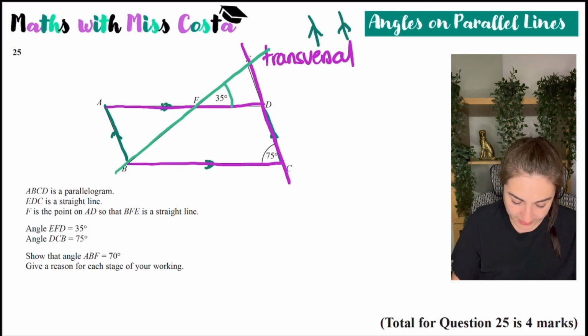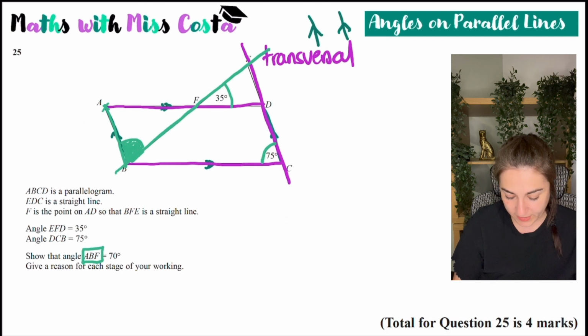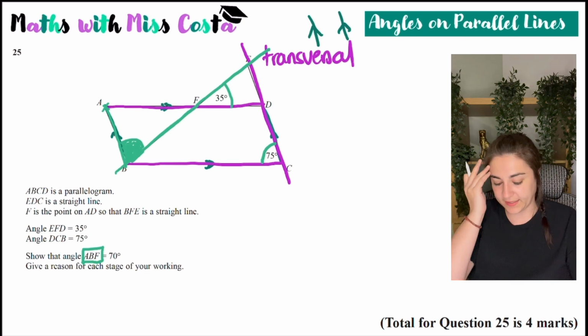I know that this angle here is 35 and this angle here is 75, and I need to show the angle ABF. So ABF is this angle here. If you don't know how to read the angles, you start from A, you go to B, and then you go to F, so you know it's the angle in between those. So I need to prove that that is 70. So there's a few things that I can do.